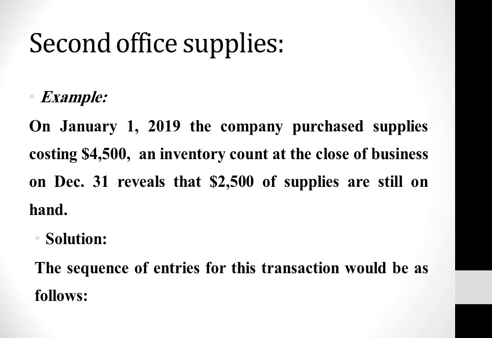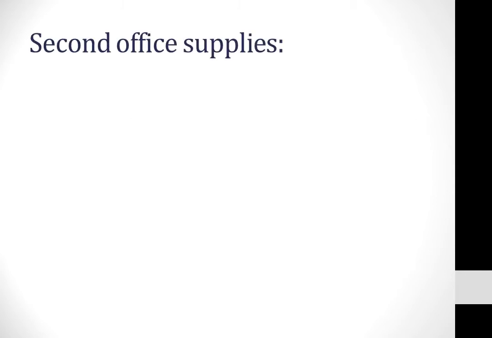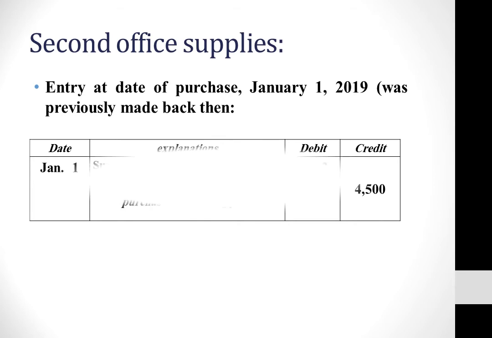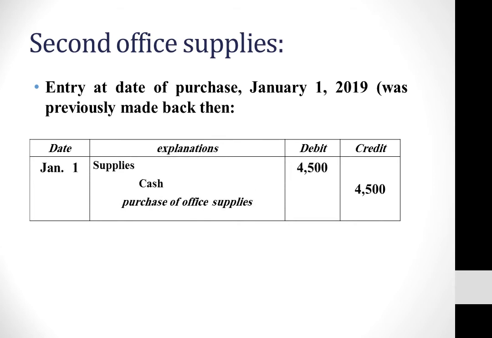So the journal entries will be as follows. First, we prepare the journal entry on January 1. What happened on January 1? We purchased supplies for 4,500 and we paid cash. So supplies will be placed in the debit, cash will be placed in the credit.